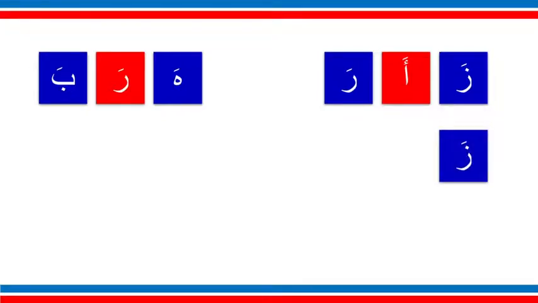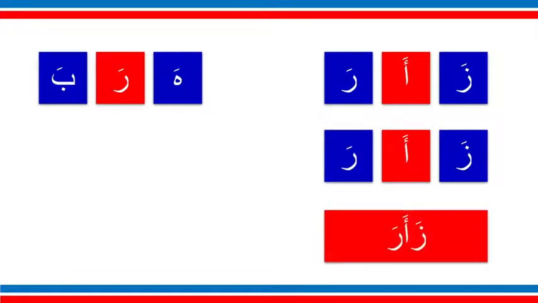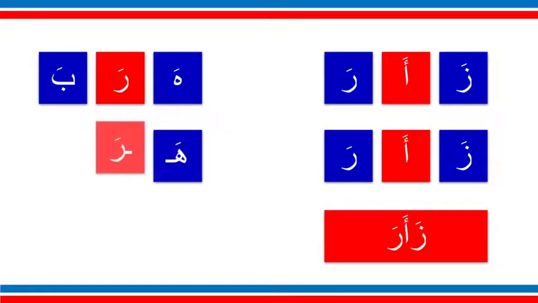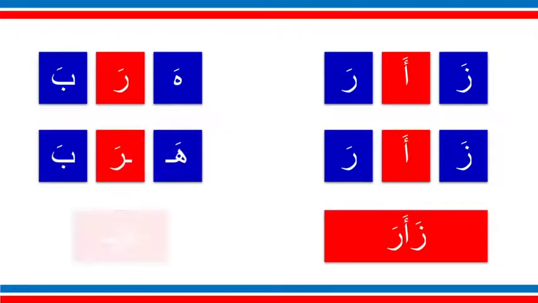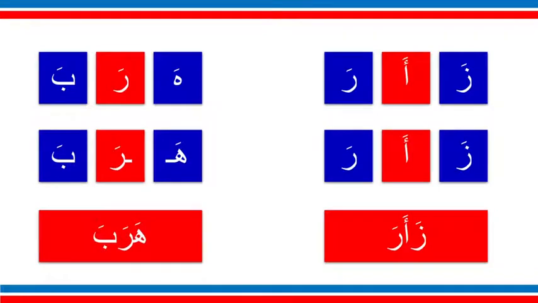Z in the starting like this, A in the middle, Ra in the end, and the word Za'ara is like this. We don't connect any of the letters because all of them are prank letters. The next word is Ha in the starting, Ra in the middle, Ba in the end, and the word Haraba will be like this. We didn't connect Ra and Ba because Ra is a prank letter.